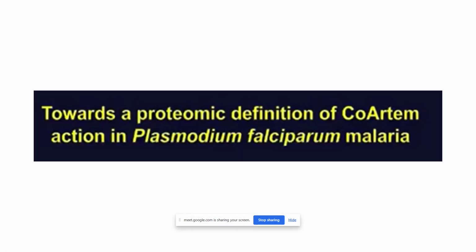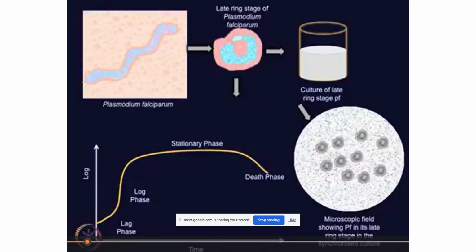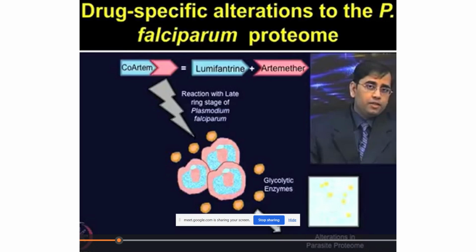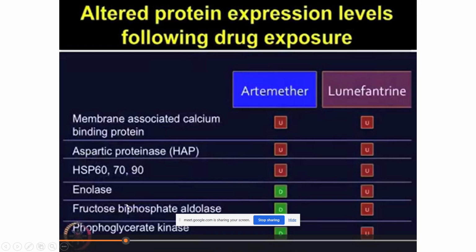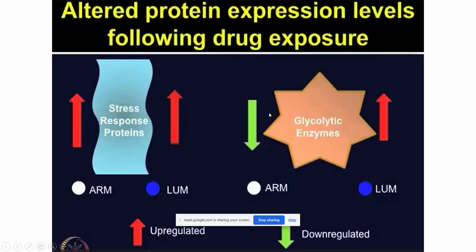There were certain references to other case studies, such as the cycle of Plasmodium. After the analysis, they found that there is a release of glycolytic enzymes. They found certain enzymes which were upregulated and others which were downregulated by treating with certain drugs. With the combination of these two drugs, some stress response proteins like glycolytic proteins got upregulated. This drug got downregulated, this drug got upregulated.